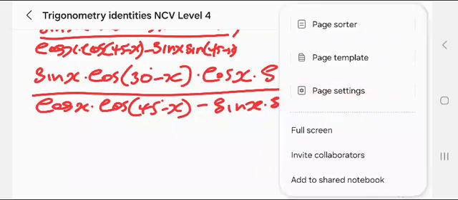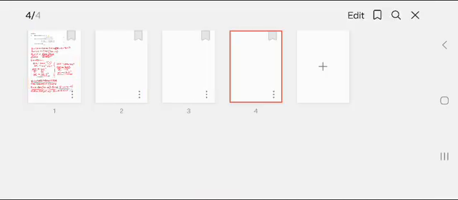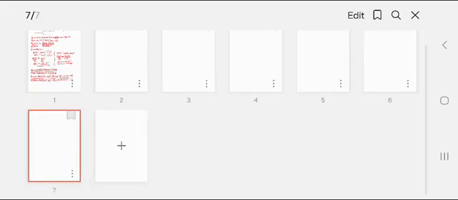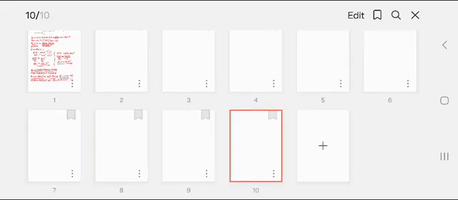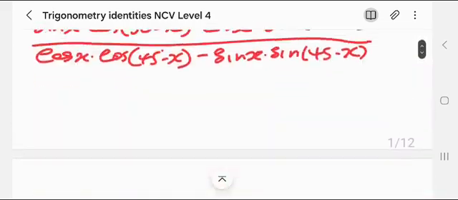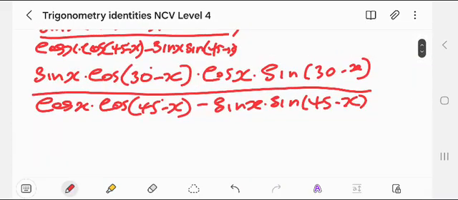Okay, let me add a page. Sorry about this. Can I add some pages here? Okay, right. Sorry about this. Okay, now we have some pages here.